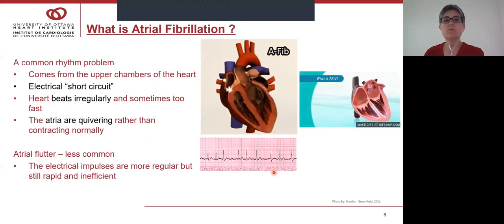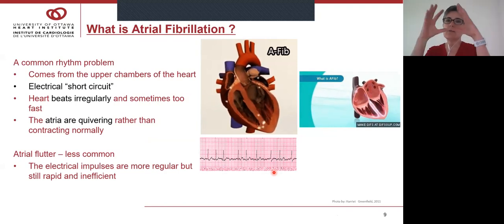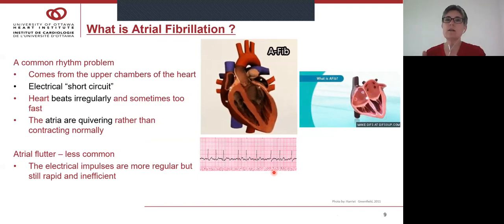So just as a brief review, it is an electrical short circuit within the top chambers of the heart, and the atria are no longer doing a nice smooth contraction, rather they're quivering like a bowl of jelly, and this affects the blood flow through the atria.